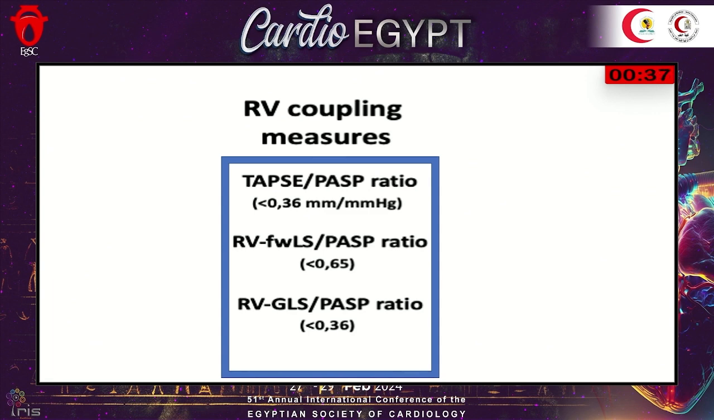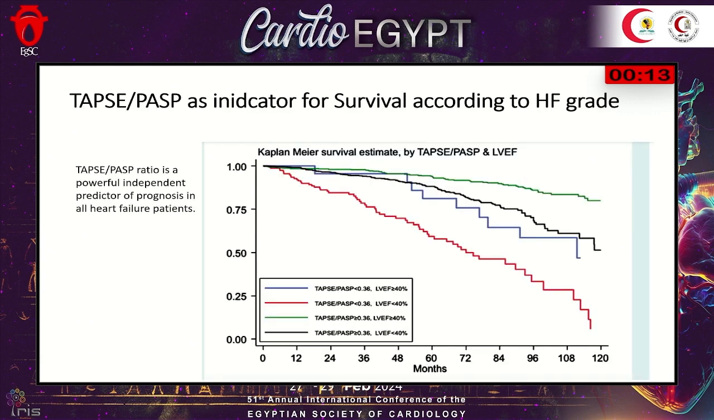TAPSE over pulmonary artery systolic pressure, if it's less than 36, indicates poor prognosis. RV free wall longitudinal strain in relation with the pulmonary artery systolic pressure, if it's less than 0.6, also indicates poor prognosis. And if we use the global longitudinal strain rather than the free wall, in relation also to pulmonary artery systolic pressure, if it's less than 36, it indicates poor prognosis.